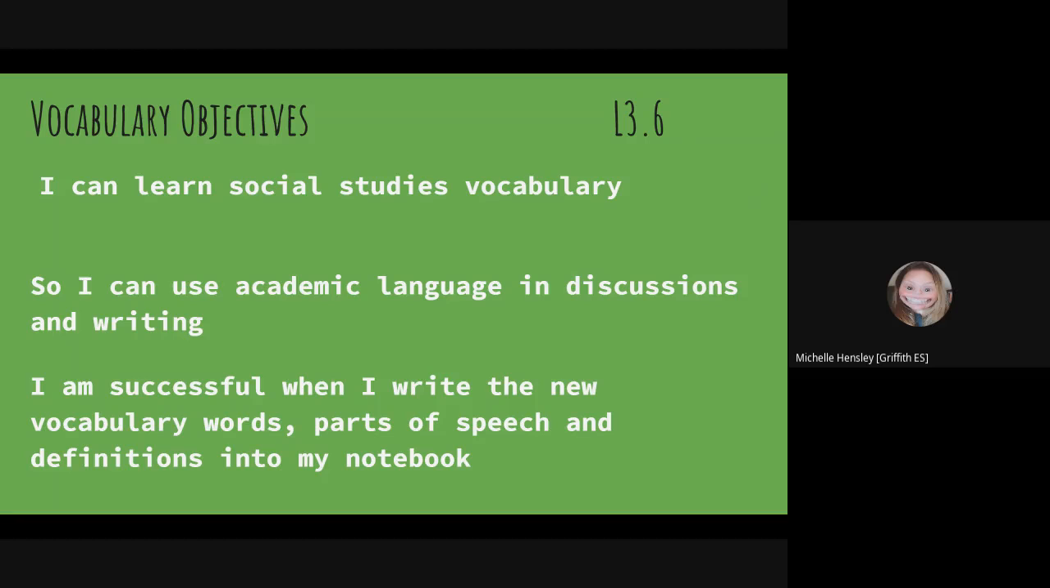My turn. I can learn social studies vocabulary. Your turn. My turn. I can use academic language in discussions and writing. Your turn. My turn. I am successful when I write the new vocabulary words, their parts of speech, and definitions into my notebook. Your turn.